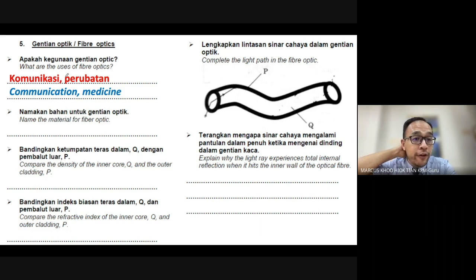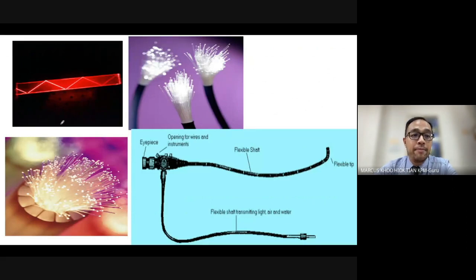Now the material for fiber optics, very interestingly, is actually glass. I know when we think of glass, it's like, oh, glass is breakable, blah blah blah. But actually, interestingly, fiber optics is made of glass, and there are actually two layers to it. Let me see if I can show you. Okay, so this is an example of fiber optics.